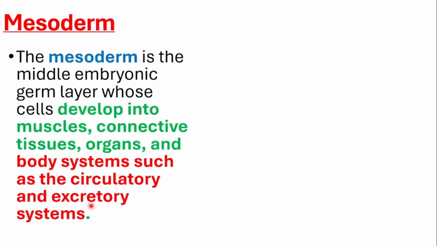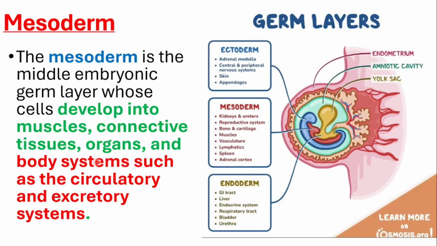Then we have the mesoderm layer. This is the middle one. The mesoderm layer is the middle embryonic germ layer whose cells develop into muscles, connective tissues, organs, and body systems such as the circulatory and excretory systems. So ectoderm, that's the outer layer. Endoderm is the inner one, and mesoderm is the one that is in the middle. And the mesoderm layer's cells are going to be helping with the kidneys and the ureters, the reproductive system, bone and cartilage, muscles, spleen, and stuff like that. So when you think about mesoderm, think about the middle layer whose cells are going to develop into muscles, connective tissues, and things like that.